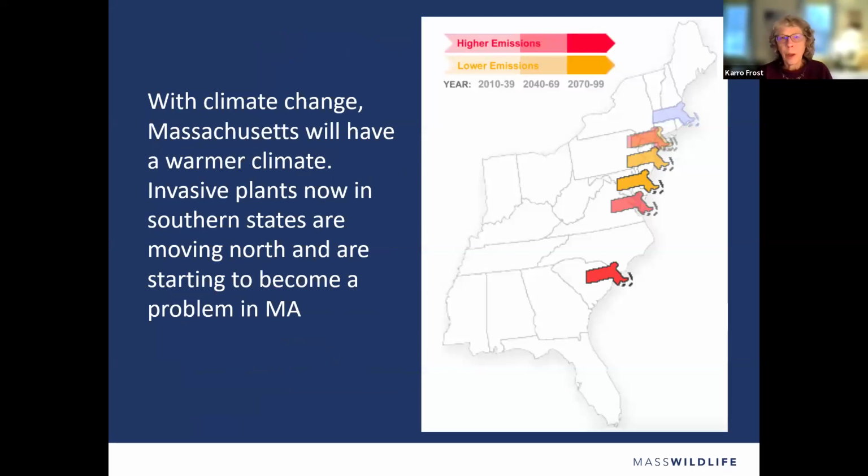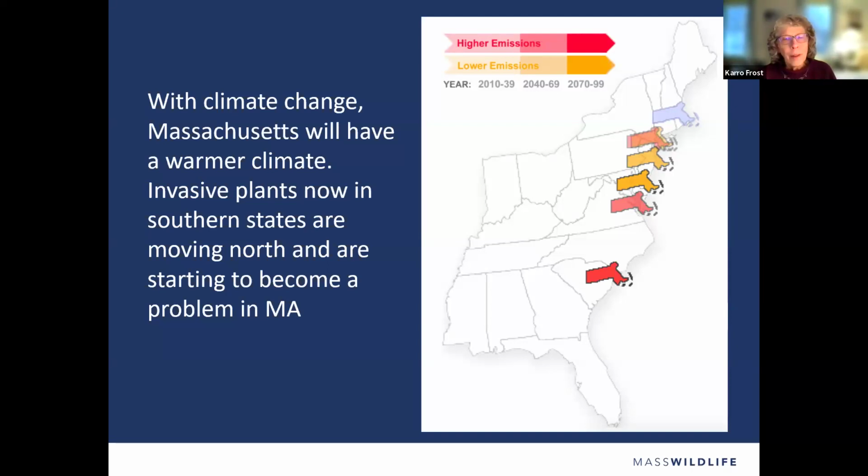So another issue that's coming up, and as I said to Steve before, one of the things that just keeps coming up in my life is climate change. I'm really concerned about this. With climate change, Massachusetts is going to have a warmer climate. We already do. Yes, we just got an ice storm at the end of March, but 20 years ago, that would not have been exceptional. We would have gotten lots of ice storms, and we would have been getting snow instead of ice.